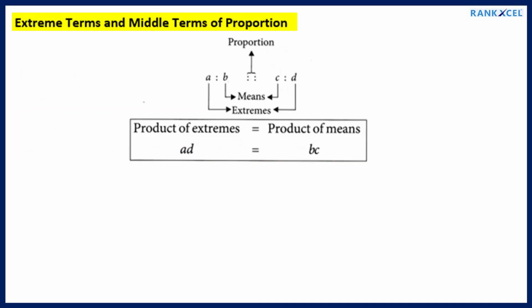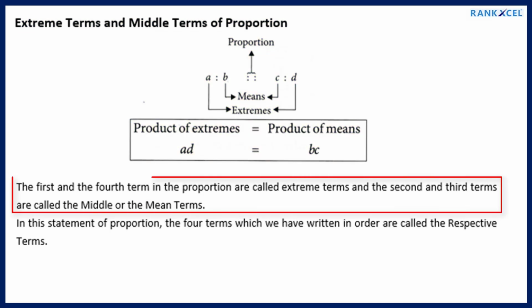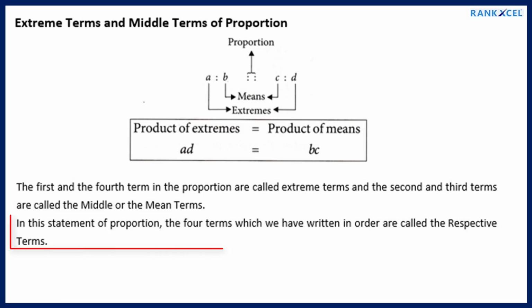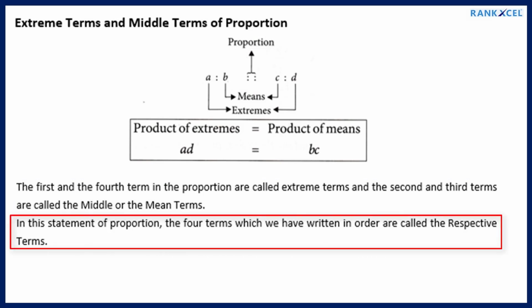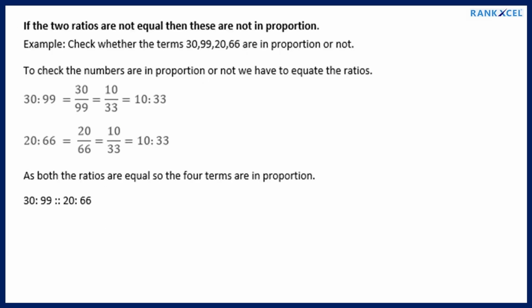Extreme terms and middle terms of proportion. The first and the fourth term in the proportion are called extreme terms, and the second and third terms are called the middle or the mean terms. In this statement of proportion, the four terms which we have written in order are called the respective terms. If the two ratios are not equal, then these are not in proportion.